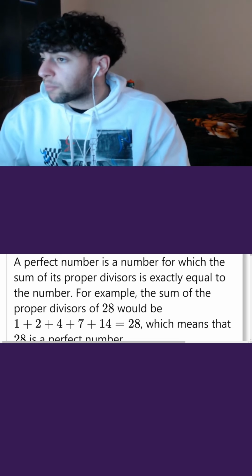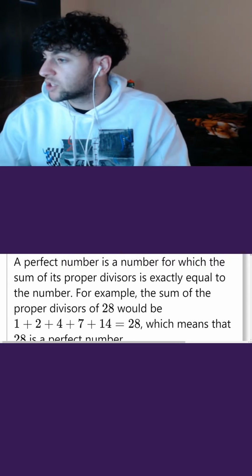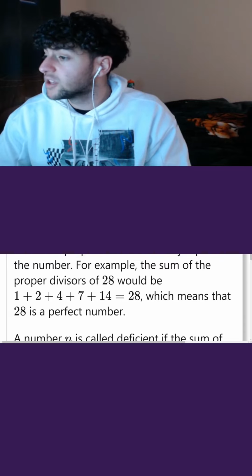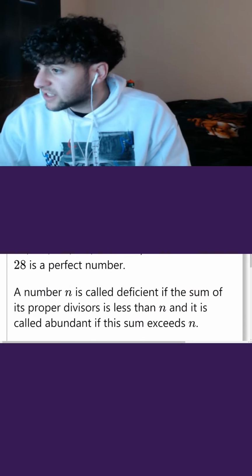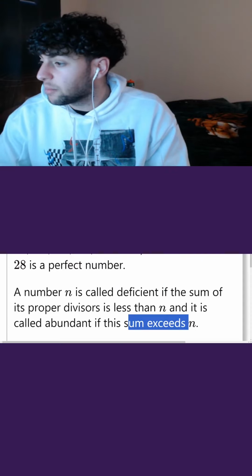So we're first told that a perfect number is a number for which the sum of its proper divisors is exactly equal to that number. So for example, the sum of the proper divisors of 28 is 28. So 28 is a perfect number. And if that sum is smaller than that number, then it's deficient. And if the sum is larger than that number, then it's abundant.